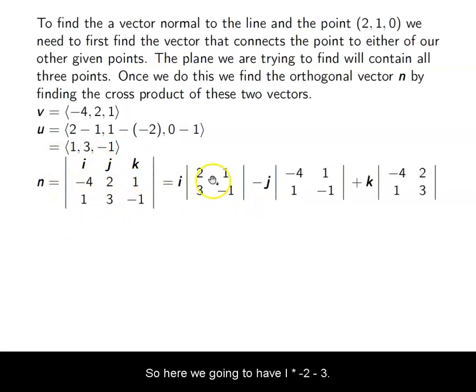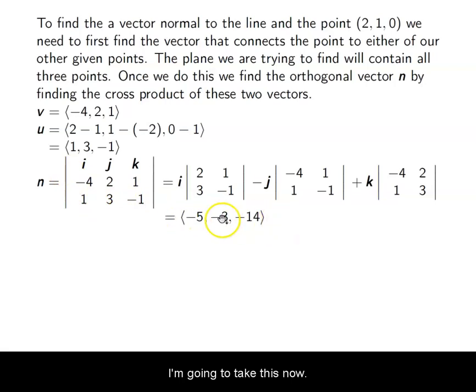Okay. So here we're going to have i times negative 2 minus 3. Here we have negative j with 4 minus 1, so negative 3. And then here we're going to have negative 12 minus 2, so negative 14. Okay, and I skipped it, but negative 2 minus 3 is minus 5. So my normal vector is negative 5, negative 3, negative 14.